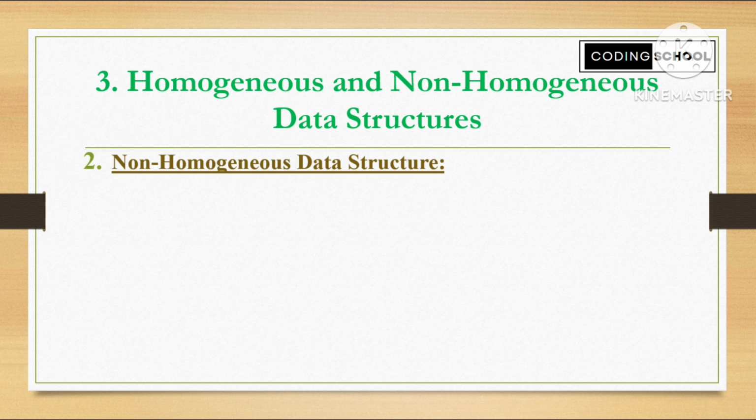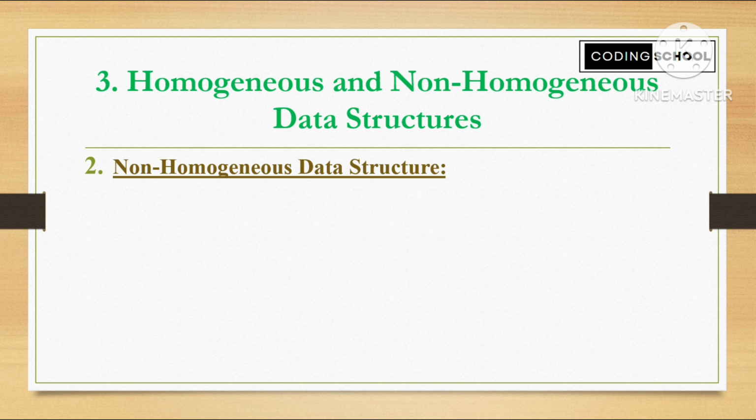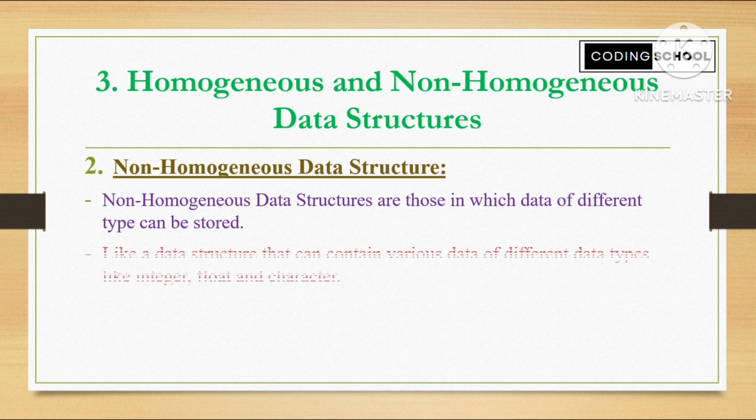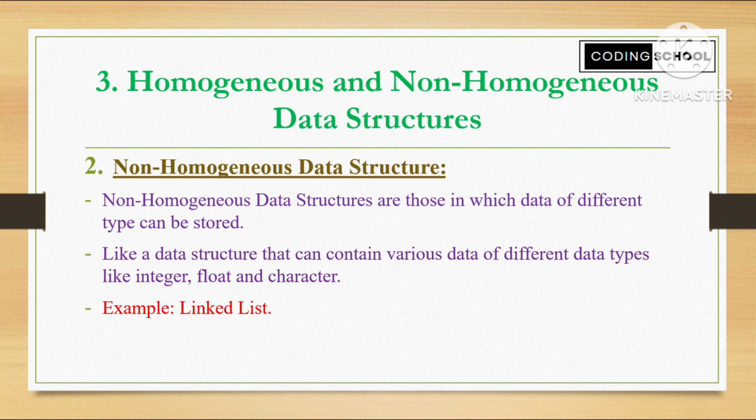Next data structure is non-homogeneous data structure. Non-homogeneous data structures are those in which data of different type can be stored. It contains various data of different data types like integer, float, and character. Example is linked list.